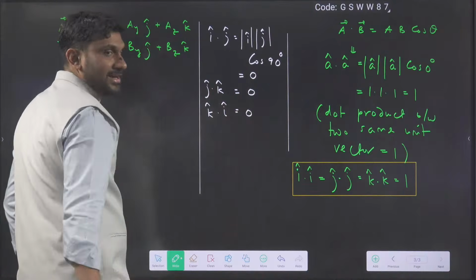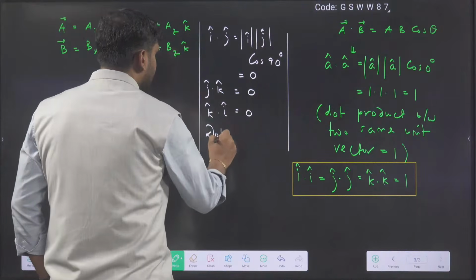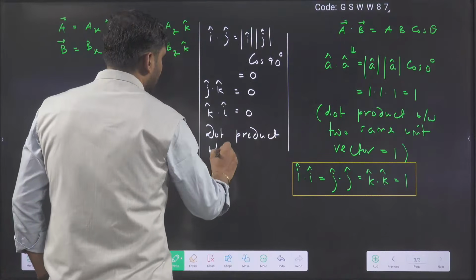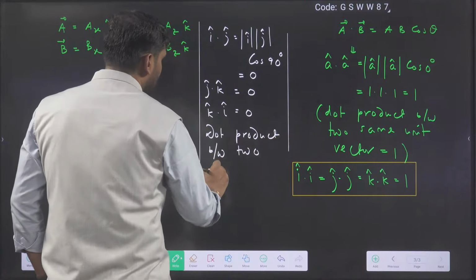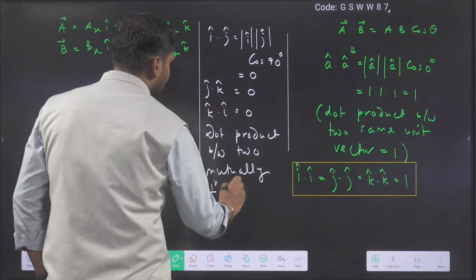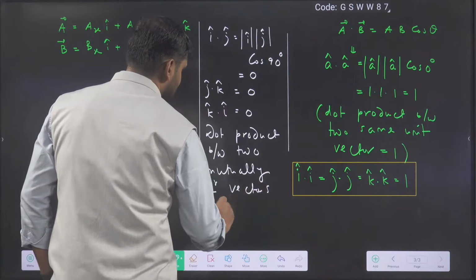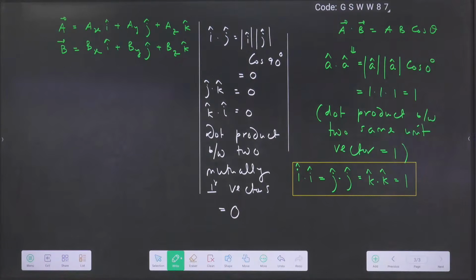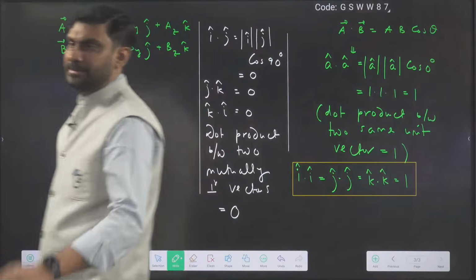So that means we are writing that the dot product between 2 mutually perpendicular vectors is equal to 0. Dot product between 2 mutually perpendicular vectors is equal to 0. Simple thing.